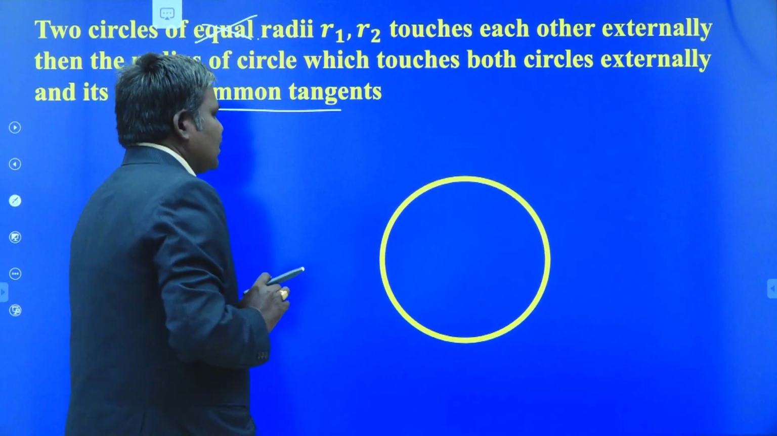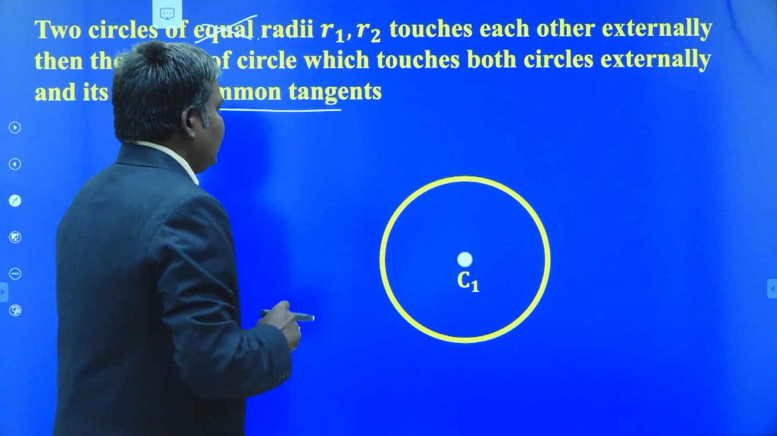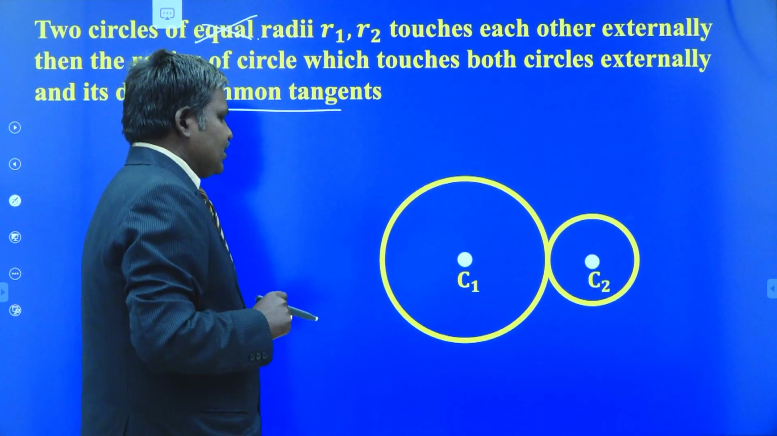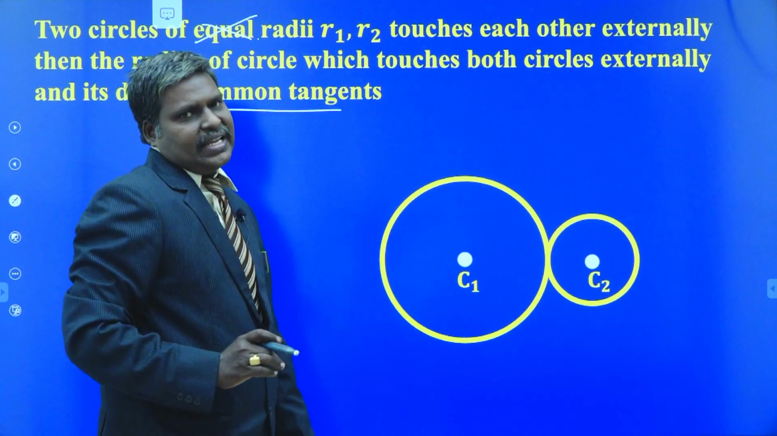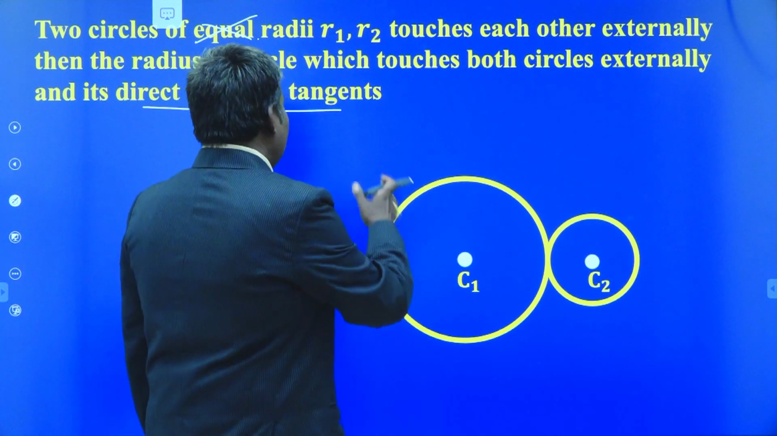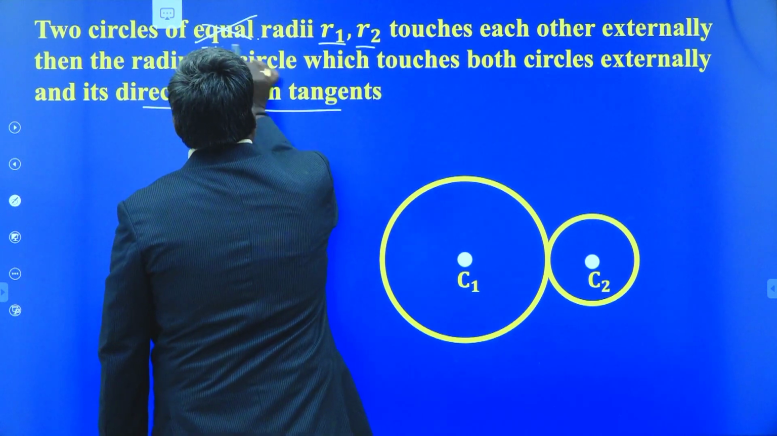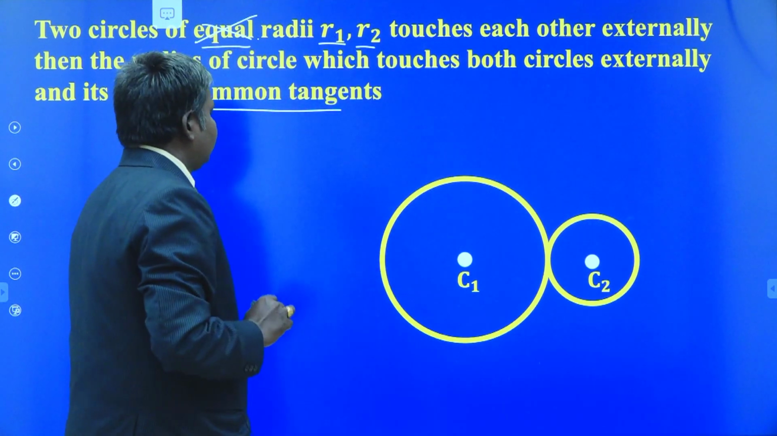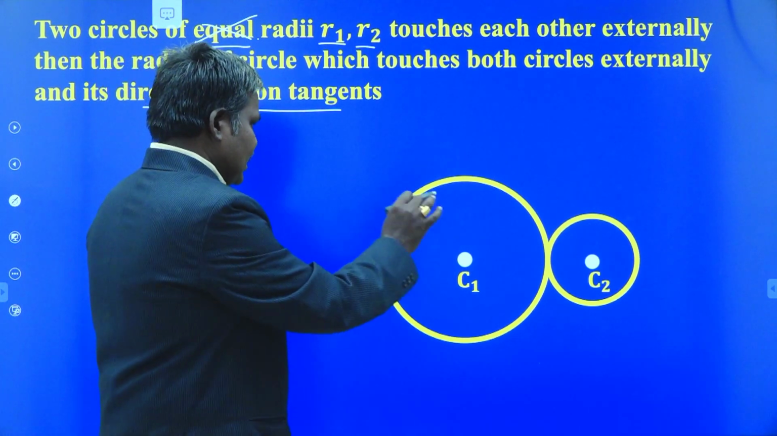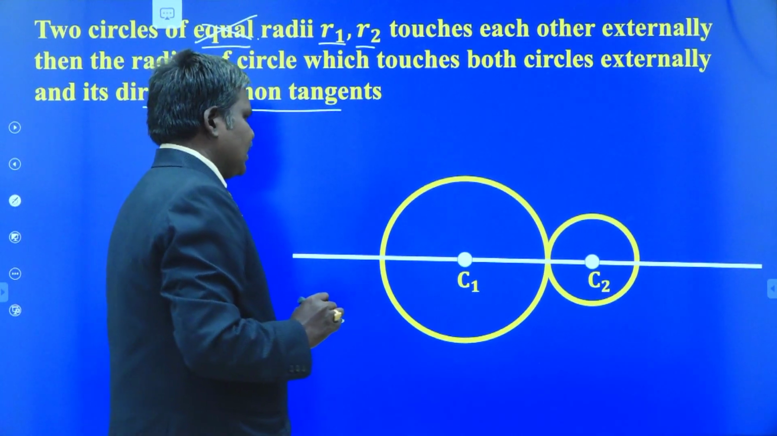See this one. This is the first circle of radius R1 unit. It is the center of the first circle. And this is the other circle of radius R2 with center at C2. 2 circles touch each other externally. Sometimes they may be equal, that is another case. R1 and R2 are 2 different radii, that is why I cancel out this equal word. C1, C2 are the centers and R1, R2 are the radii of the 2 circles. They are touching each other externally. Now, this is the line joining their centers.